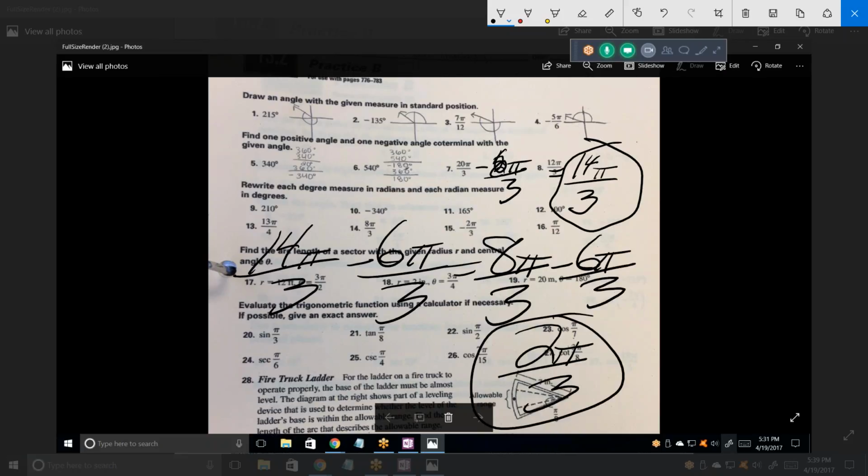There's another positive angle that's the same as 20 pi over 3. But if I want a negative angle, I got to subtract one more 2 pi, which is 6 pi over 3, and that gives me minus 4 pi over 3. There's the first negative angle that I found. And all I did was I kept subtracting 2 pi.